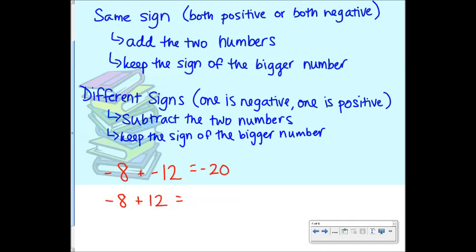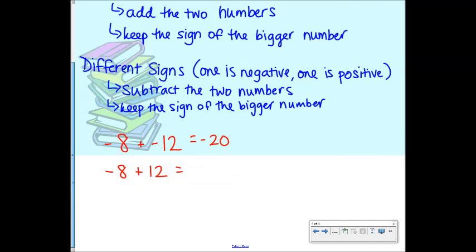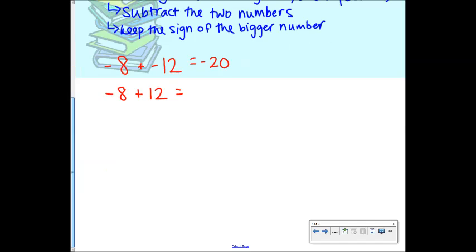What about this? Do they have the same sign or different signs? Different, because 8 is what? Negative, but 12 is positive. So now I'm not going to add, I'm going to subtract. Okay, I'm going to just do the bigger minus the smaller because that makes it easier. So what's 12 minus 8? 4. And then is it going to be positive or negative? Why? Very good. 12 is bigger, so it's going to be a positive 4.